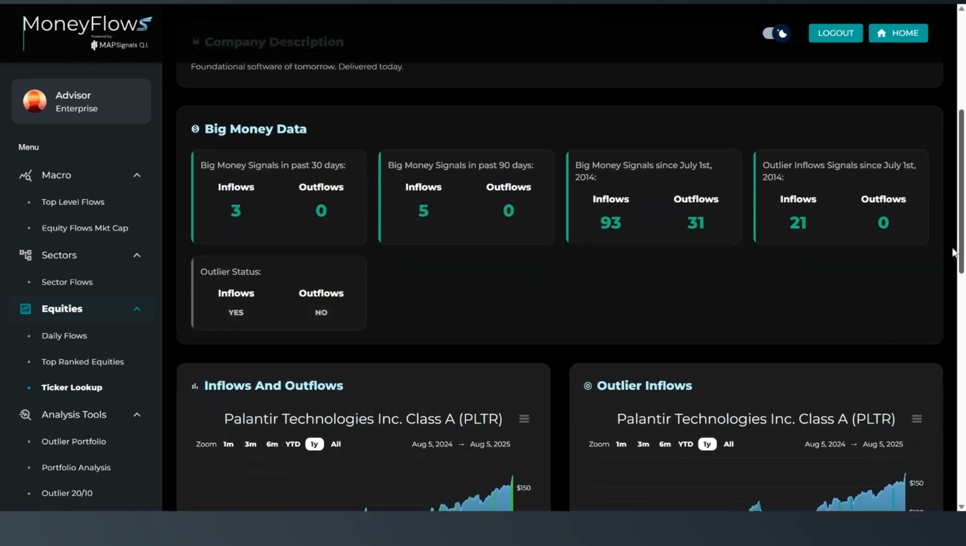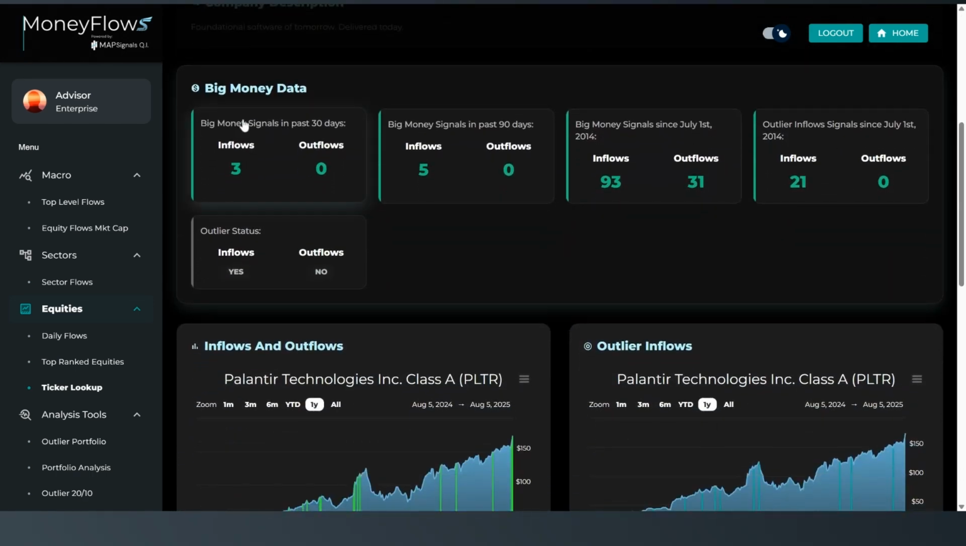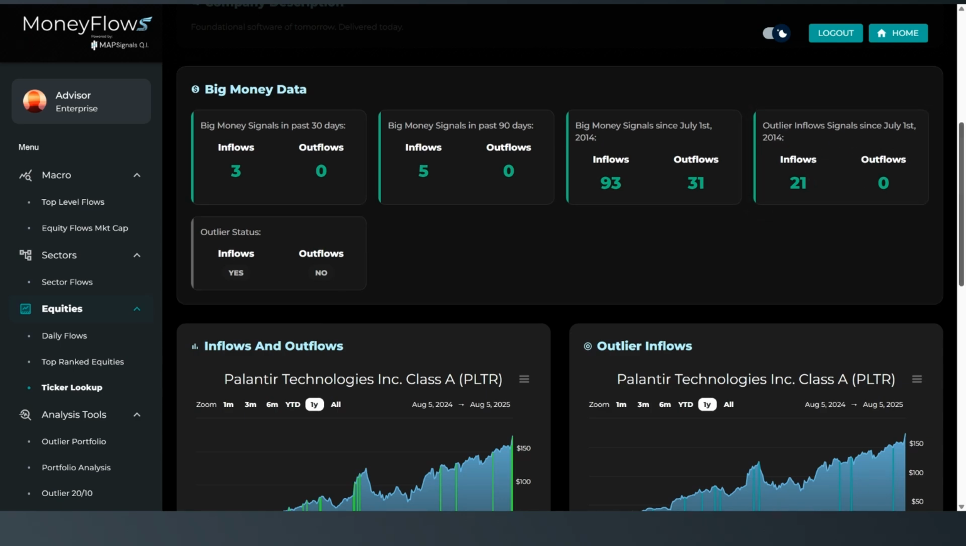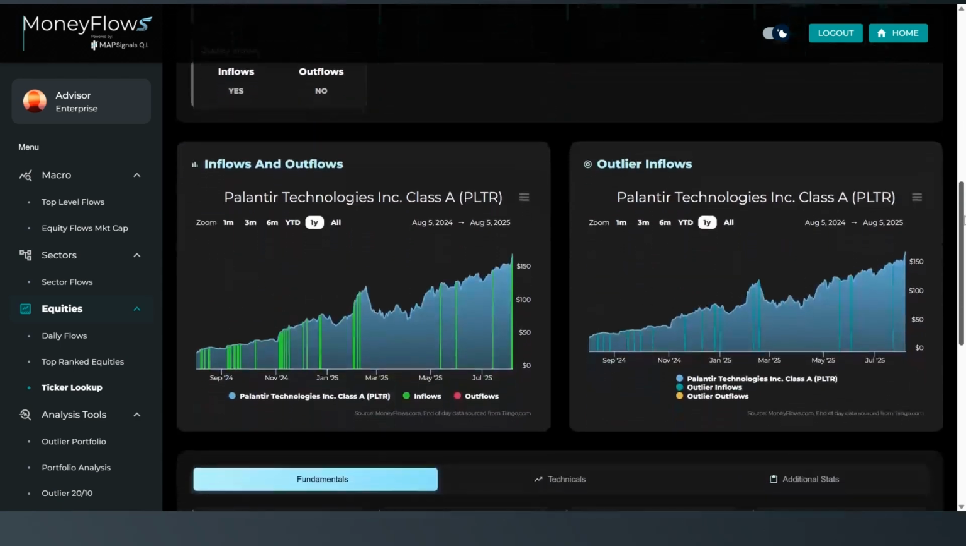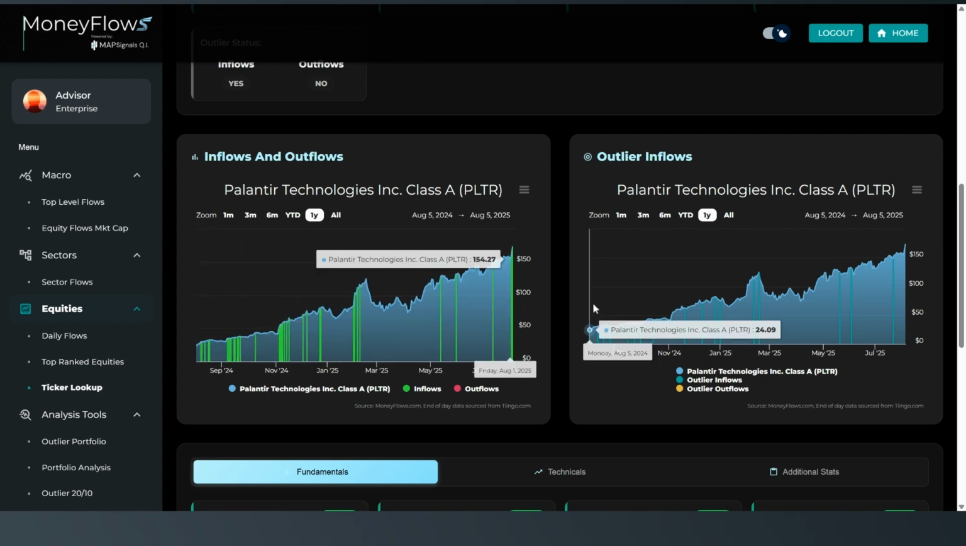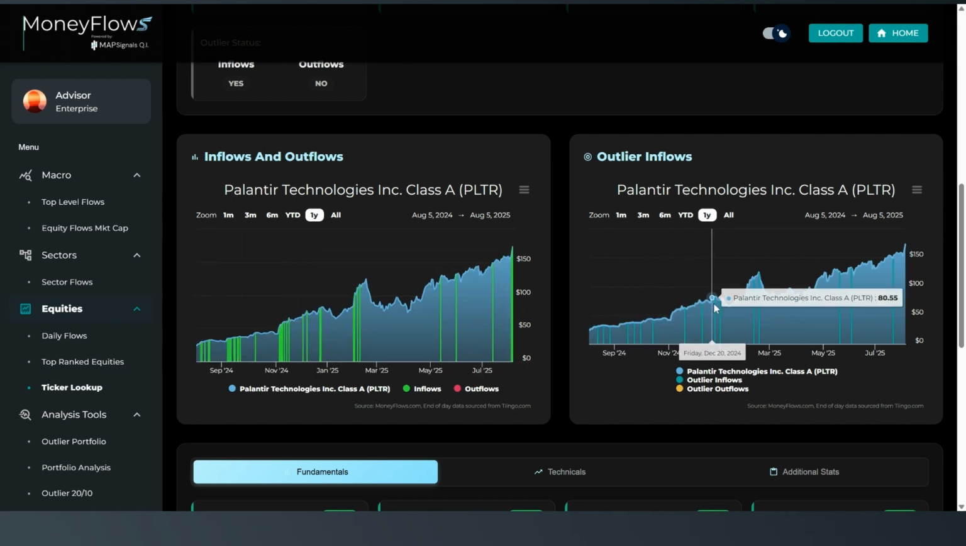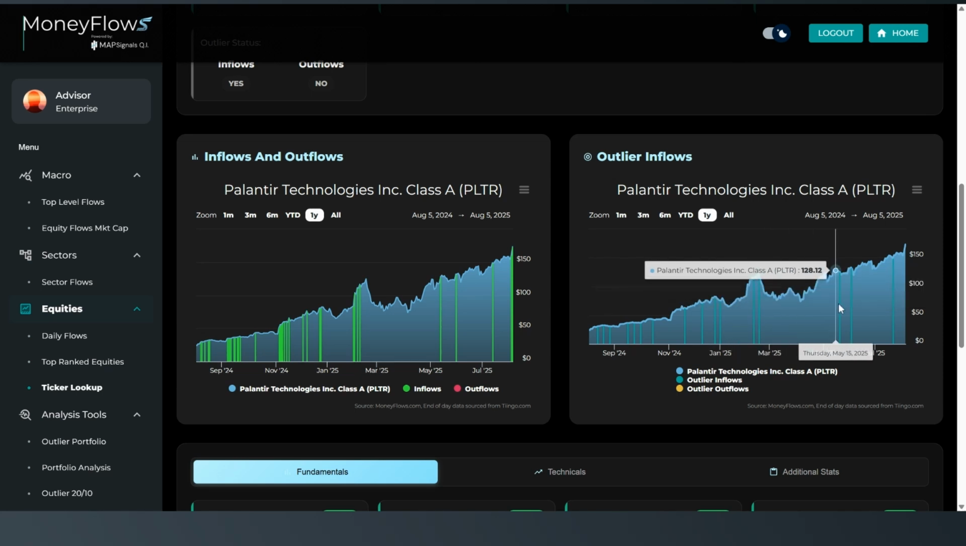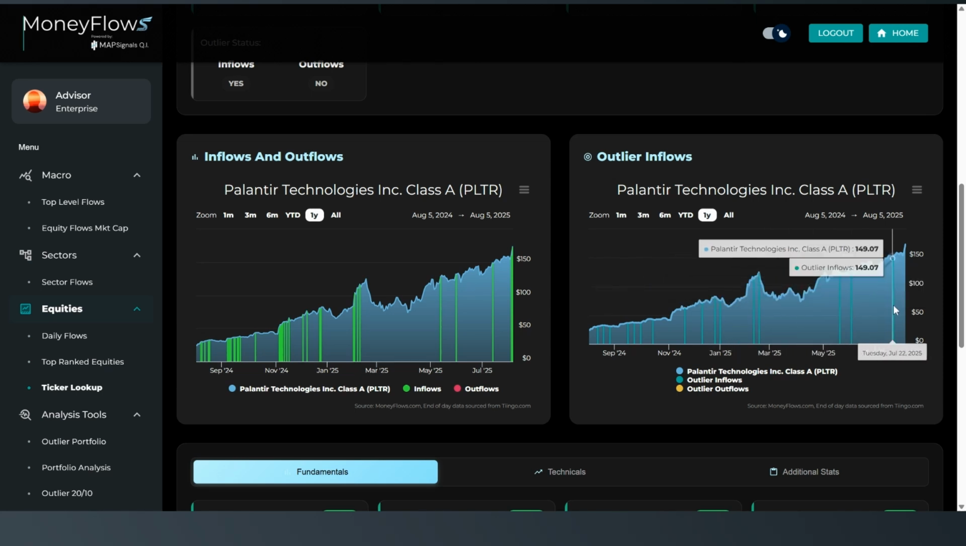Now, up here, we've got our big money data. This is basically telling you what have the flows look like over 30 days, 90 days, and has it made our outlier report? Very, very powerful stock, Palantir. This is looking at all of the inflows and outflows over the past year. This stock, incredibly, has not had one outflow. More impressive is these are the instances where this stock has made our Outlier 20 list.